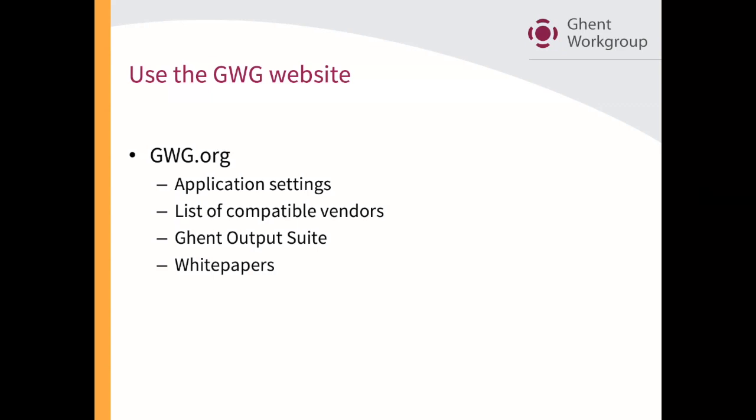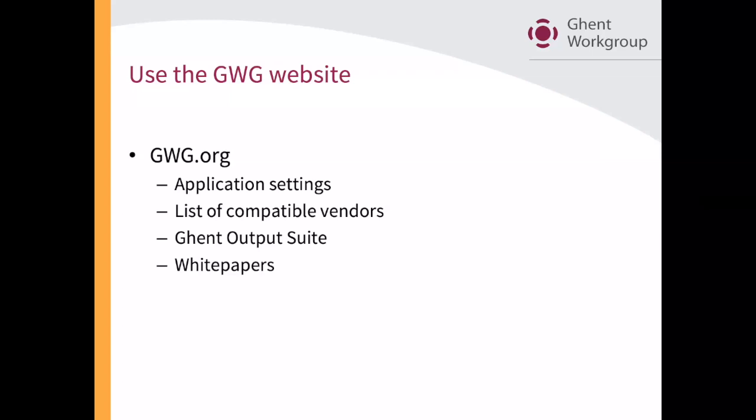So the ultimate goal that we have is to make sure that all of the Ghent Working Group compliance settings are already part of the software as it ships, so that you don't have to jump through extra hoops to get it. Check that list of compatible vendors that Loïc was just talking about. That tells you whether a vendor is compliant. And there is actually a list there also specifically of vendors that have tested their solutions with the Ghent Output Suite, for example.